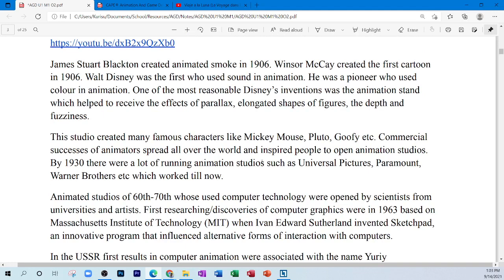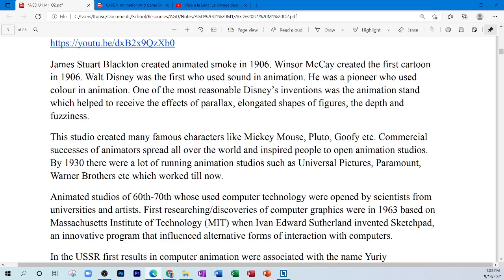James Stuart Blackton created animated smoke in 1906. Winsor McCay created the first cartoon in 1906. Walt Disney was the first who used sound in animation. He was a pioneer who used color in animation. One of Disney's most reasonable inventions was the animation stand, which helped to receive the effects of parallax, elongated shapes of figures, the depth and fuzziness. This studio created many famous characters like Mickey Mouse, Pluto, Goofy, etc.